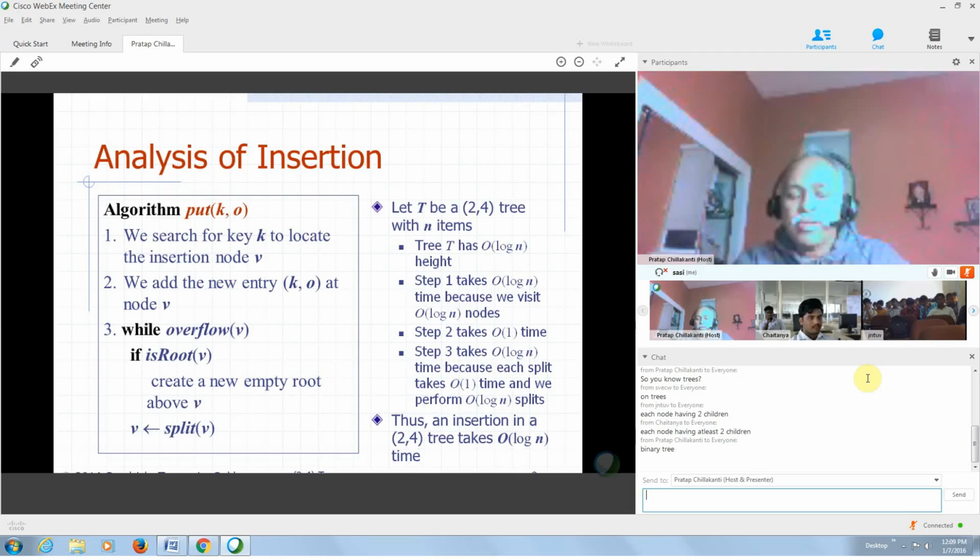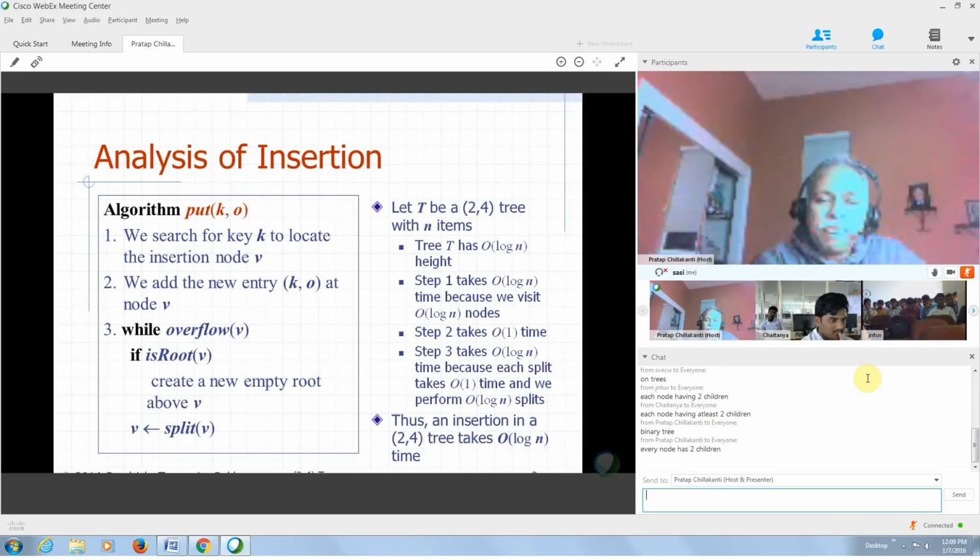2. Always has 2 children. Every node, and I'm just putting it in chat. I'll just put one statement here. I want to ask if that is a true statement or not. Every node has 2 children. Is that a complete statement?